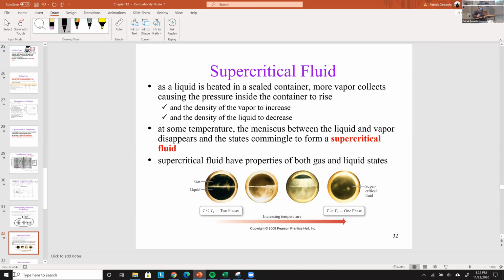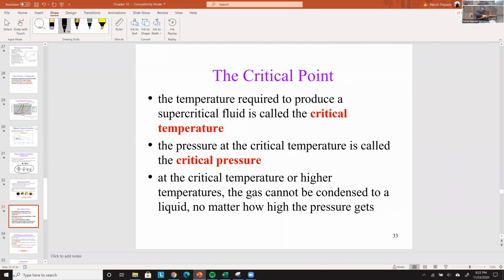Here's a picture of what it would look like. You see the clear meniscus there, and then you see the meniscus disappear, turning into a gradient of liquid down here to gas up here. So it's just a gradient. There's no dividing point, put it that way. This happens at the critical point.